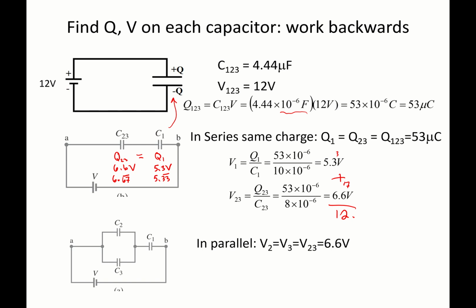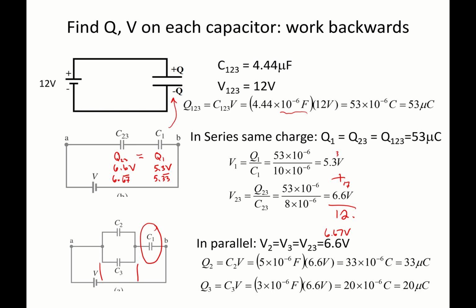I need to go back to my most complex one. So I know my V and my Q and my C for 1. I know my V for C2 and C3. It's 6.6 or 6.67 actually volts. And so now to find the charge on each of those, I just do Q equals CV again. And so I get 33 microcoulombs and 20 microcoulombs. And what do you know, if I add up those two, I get 53 microcoulombs, which is the charge that we said was on each one. So you can do some double checking just to make sure that your calculations worked as you went through.